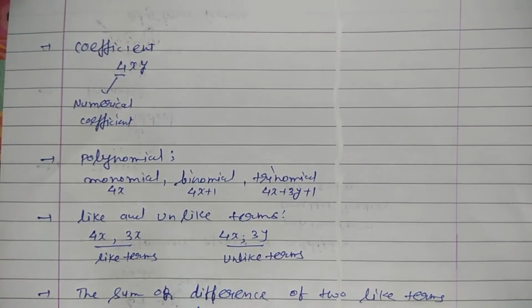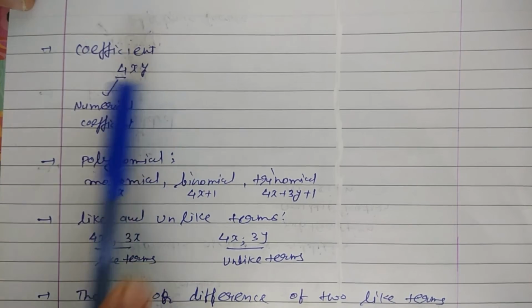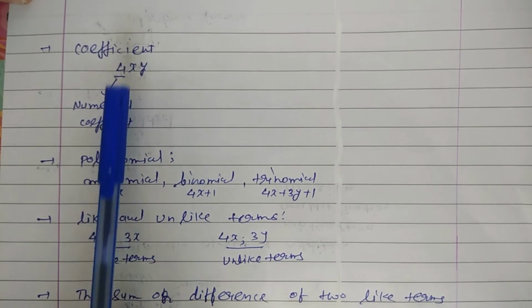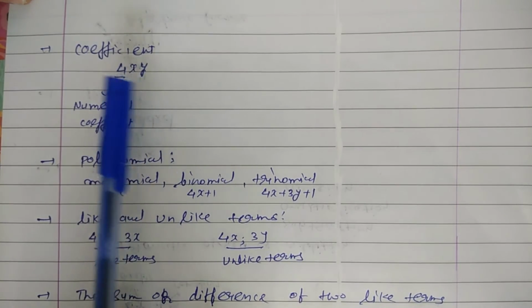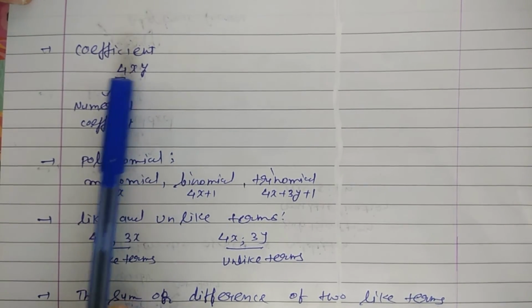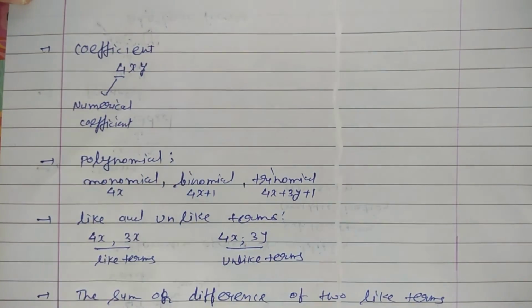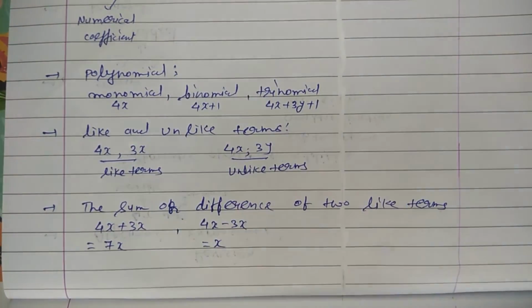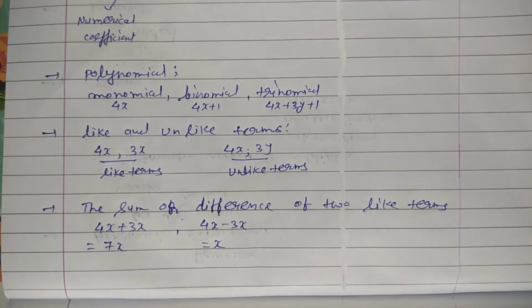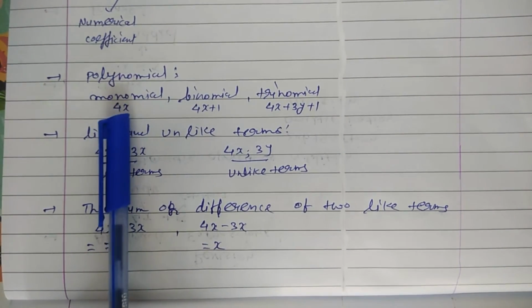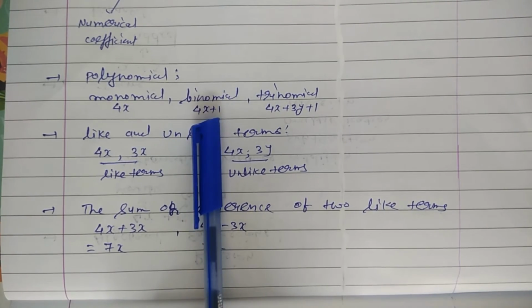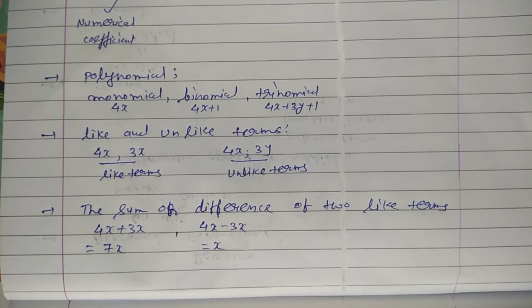Then we have learned about coefficients, the numerical coefficient. In 4xy, 4 is a numerical coefficient. In general, we can say in 4xy, x is a coefficient of 4y, y is a coefficient of 4x. Then we have learned about polynomials. Polynomials are expressions which have one or more than one terms. If there is a single term, we call it a monomial. If two terms, we call it a binomial, and for 3 terms we call it a trinomial.